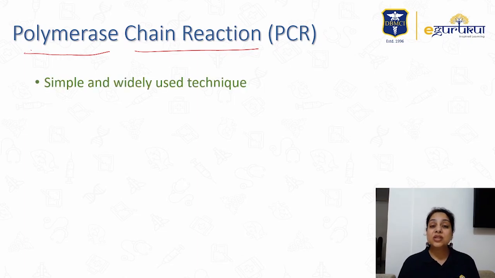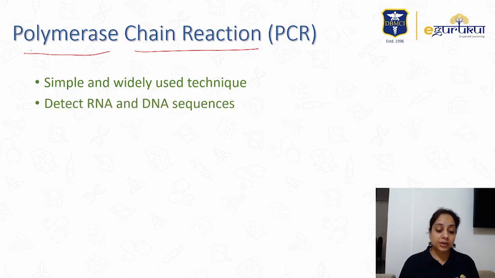It is one of the simplest and most widely used techniques nowadays. It detects RNA as well as DNA sequences. PCR is used for DNA samples, but there is another extension of PCR, that is RT PCR, that uses RNA as the sample. If the question is asking whether we can use PCR for RNA, the answer is no. RT PCR is for RNA.